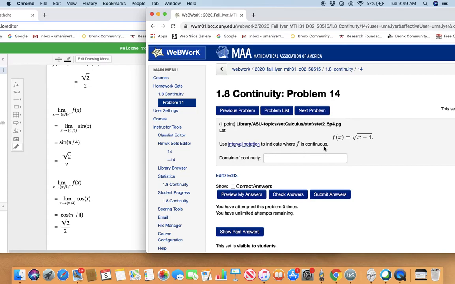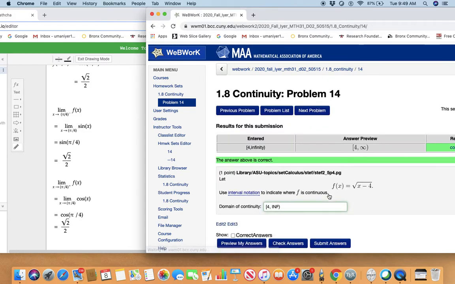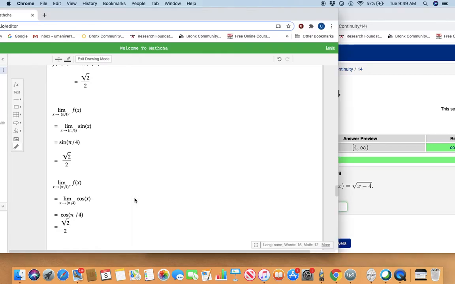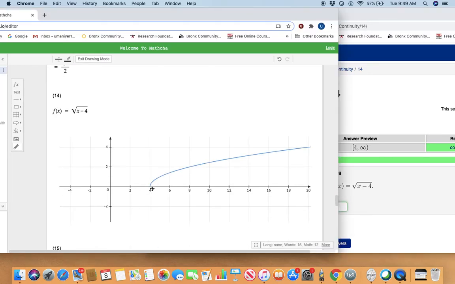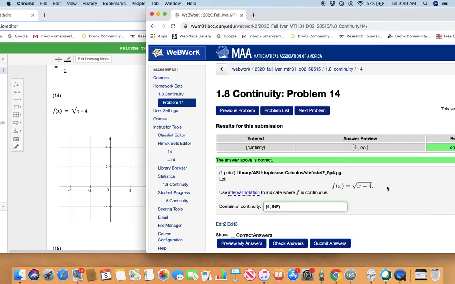Where is f continuous? Use interval notation. Look at this. This is defined for 4 and higher. So closed interval 4 to infinity. Infinity is always an open interval. All right. If you want to see the graph of this, it looks like this. Right. So 4 onwards.